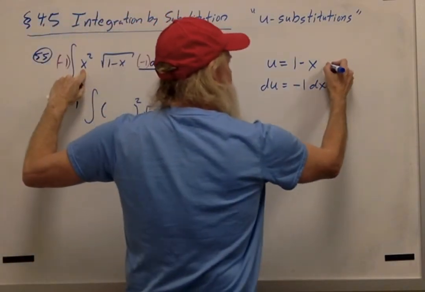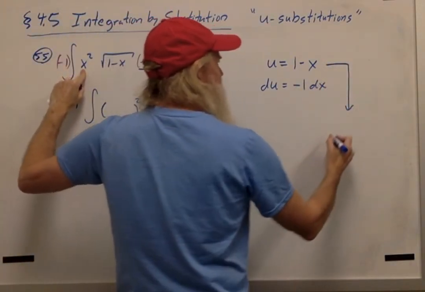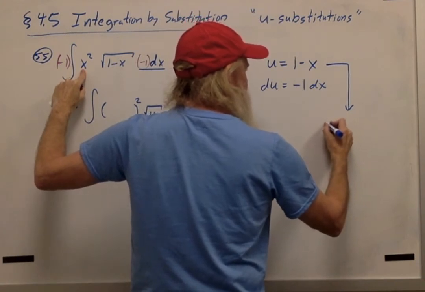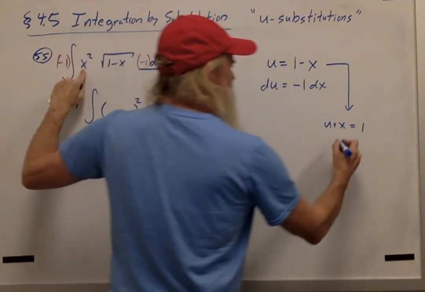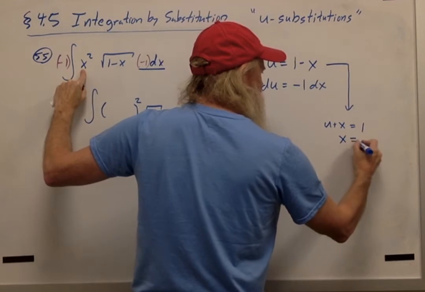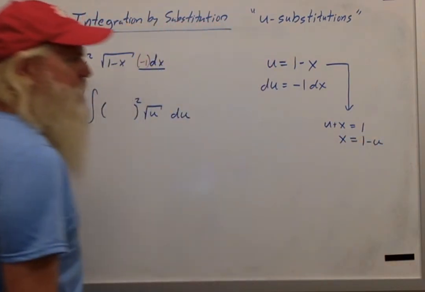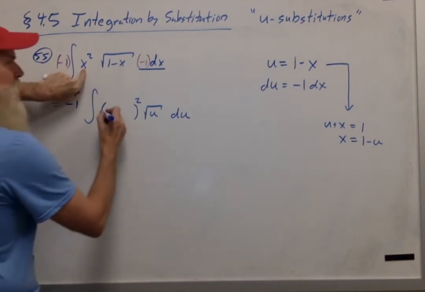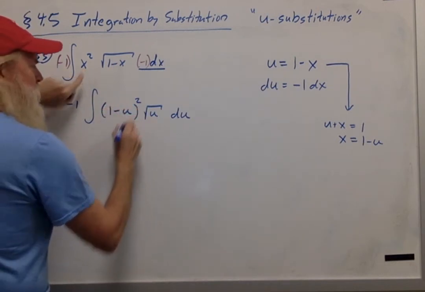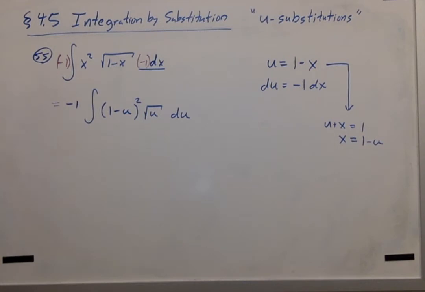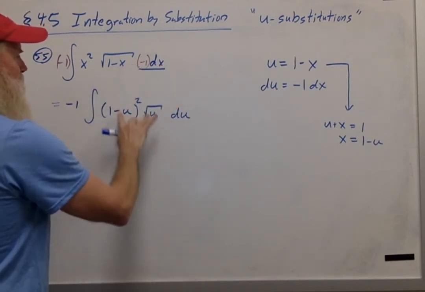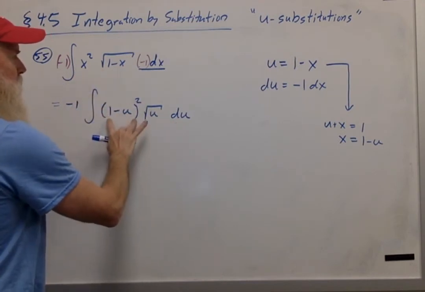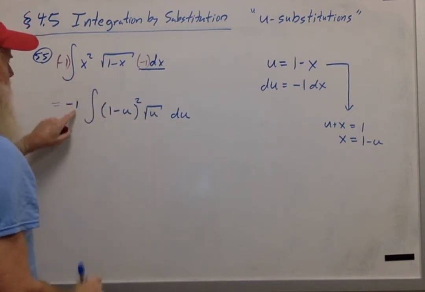Looking over here, if u is equal to 1 minus x, then that means that u plus x is 1 if I add x to both sides. And then subtracting u from both sides, I get that x is 1 minus u. So here where I have an x squared, I can replace that with 1 minus u squared. So once again, everything's accounted for. The differential negative 1 dx became du. The square root of 1 minus x became square root of u, and x squared became 1 minus u squared. And I also brought down the negative 1 in front.